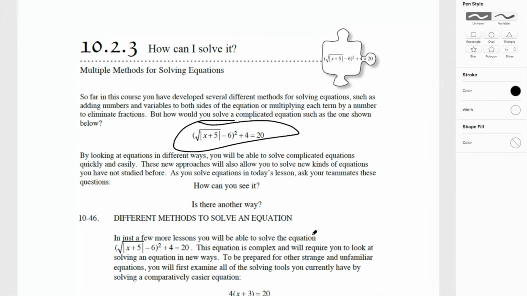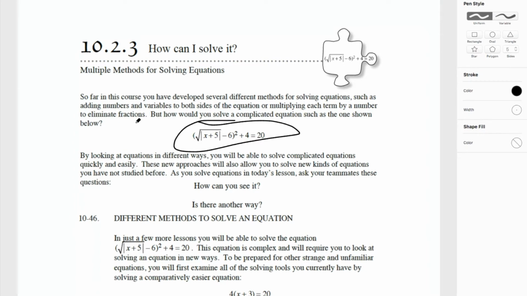So far in this course, you have developed several different methods for solving equations, such as adding numbers and variables to both sides of an equation, or multiplying each term by a number to eliminate fractions. But how would you solve a complicated equation, such as the one shown below? Well, hey, that's what I was just plugging a second ago. This is scary. This is crazy. So there are ways to do this.